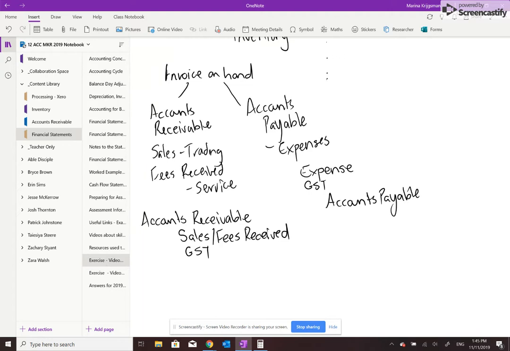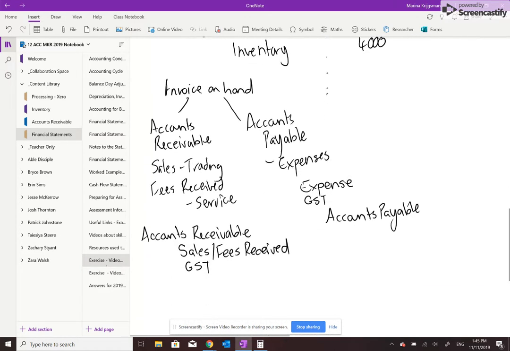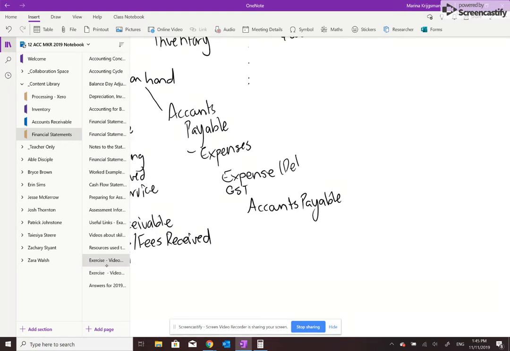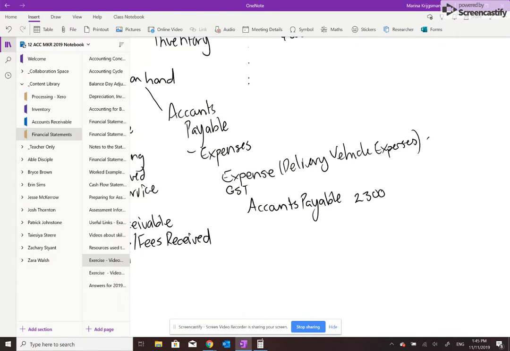So if we look at the one we've got here, we're looking at delivery vehicle expenses 2,300. So in our case, this is going to be delivery vehicle expenses. Our accounts payable is going to be the 2,300. Our delivery vehicle expense is going to be the GST exclusive amount, which is 2,000. And our GST is going to be the 300.